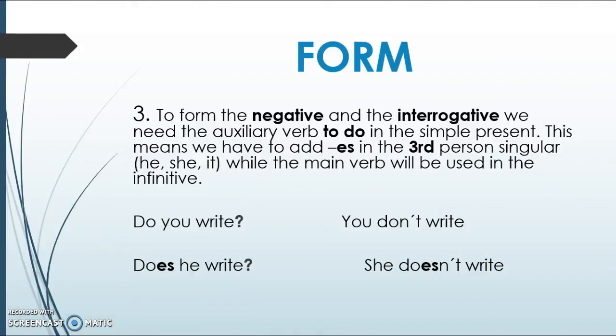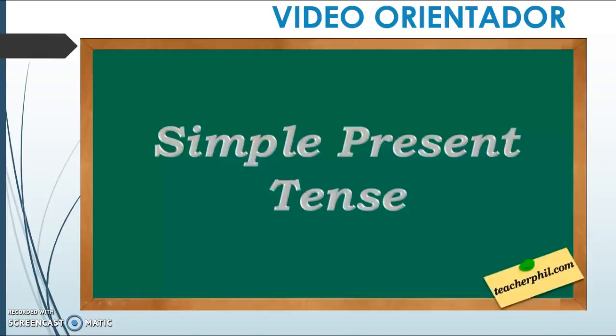Third, for the negative and the interrogative, we need the auxiliary verb to do in the simple present. This means we add es in the third person singular, he, she, and it, while the main verb will be used in the infinitive. Do you write? Does he write? In a question. In a negative, you say you don't write, she doesn't write. The next, pay attention to the video.